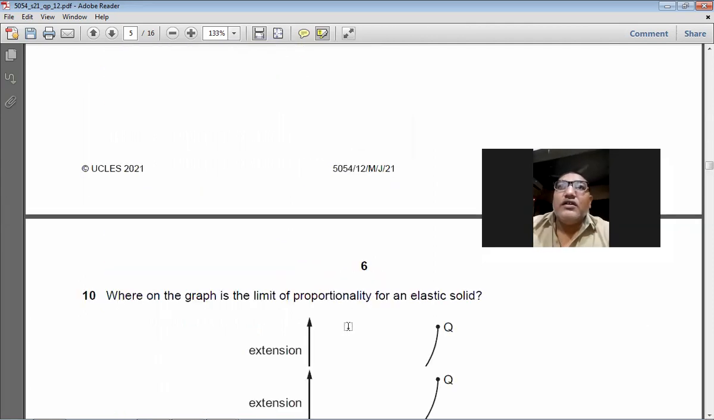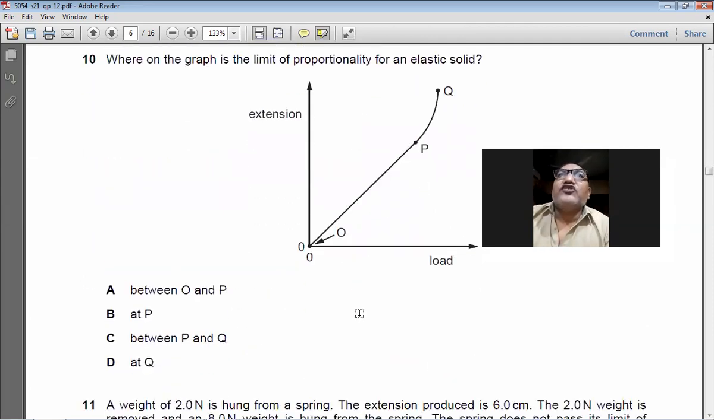So the next question coming up on your screen. Where on the graph is the limit of proportionality? The limit of proportionality, you see from here, from O to P point, the extension load graph is a straight line. It has a constant gradient. So here the load and the extension, they are directly proportional to each other.